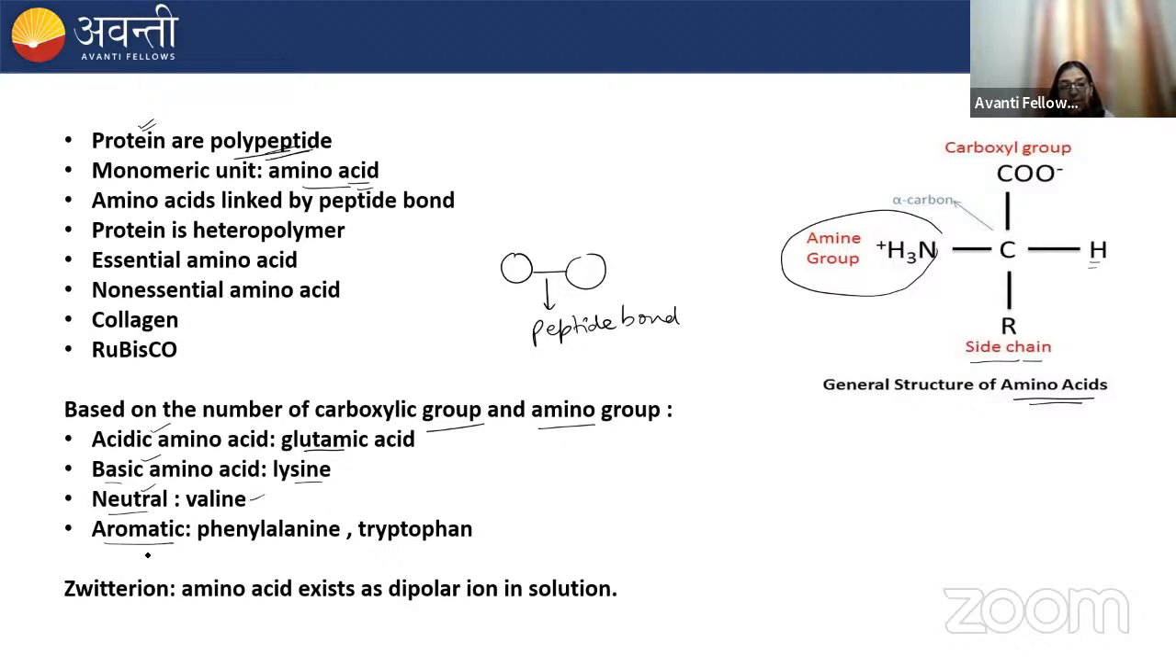Aromatic amino acids are also present, which have a ring-like structure. For example, phenylalanine and tryptophan. Essential amino acids and non-essential amino acids are there. Essential amino acids are those which cannot be synthesized in our body. We have to take these amino acids from outside, for example, by eating food. Non-essential amino acids are those which can easily be synthesized in our body.